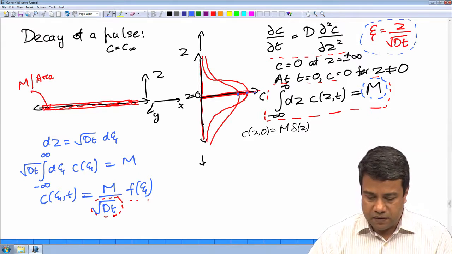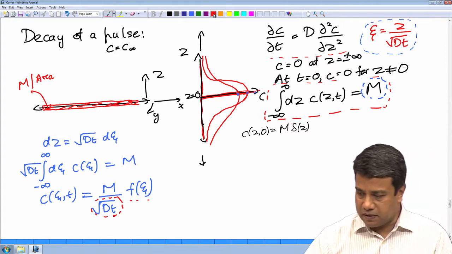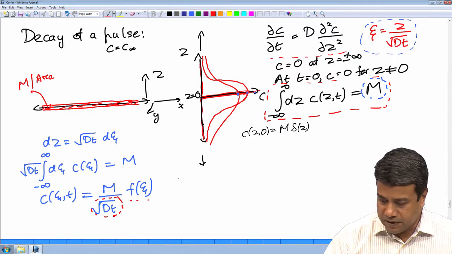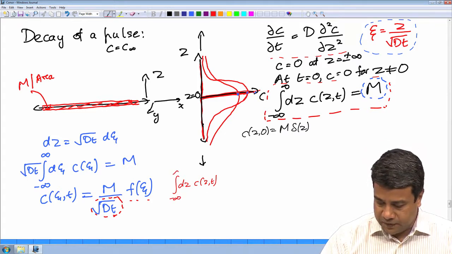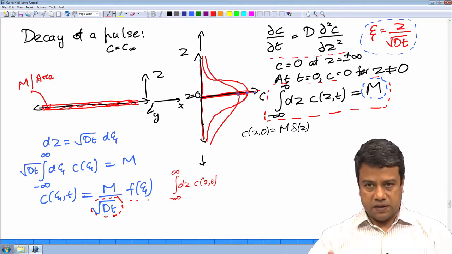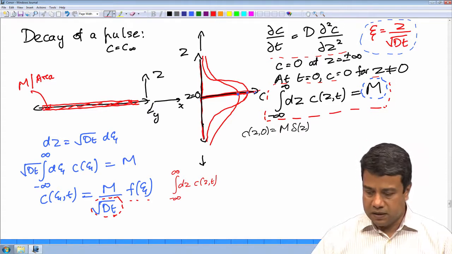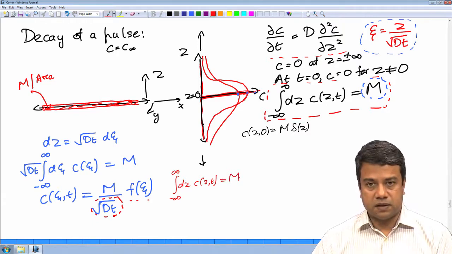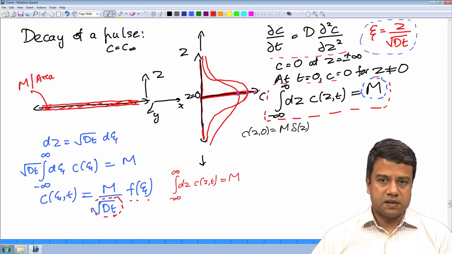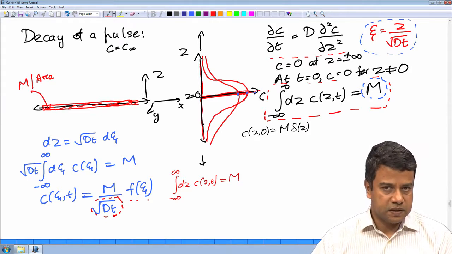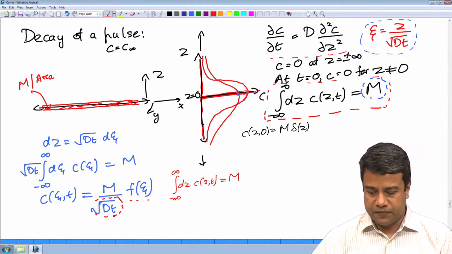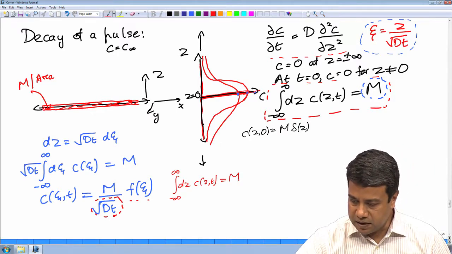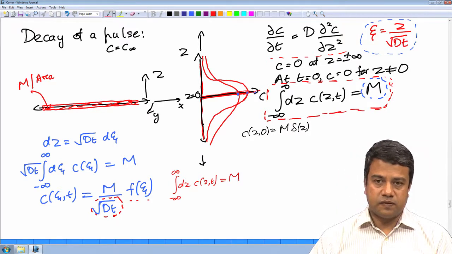And that comes out of the balance condition that the integral of dz times c of z, t at any point of time is the total mass per unit area along the plane. This has to be equal to m at any instant of time, because the original mass is diffusing, there is no accumulation or depletion of mass. Therefore, the original mass that was there at the initial time is present for all further times. This mass balance condition is the condition that I had over here, that the total mass is preserved. In that sense, it is slightly different from the previous problem.